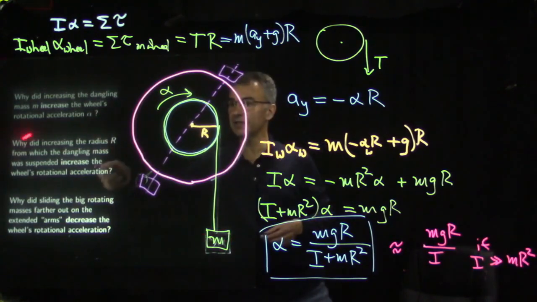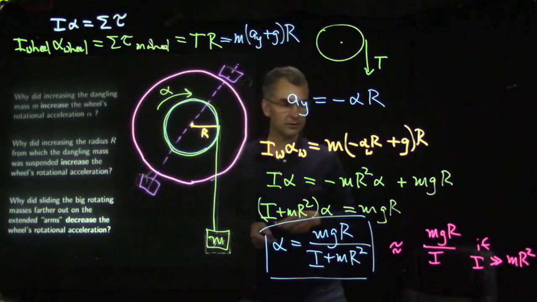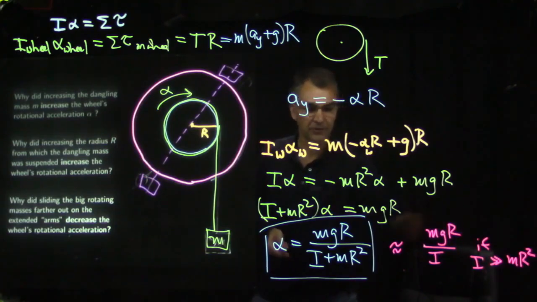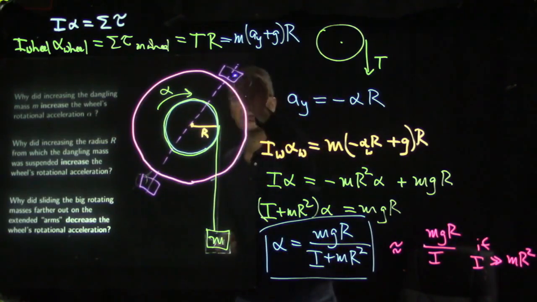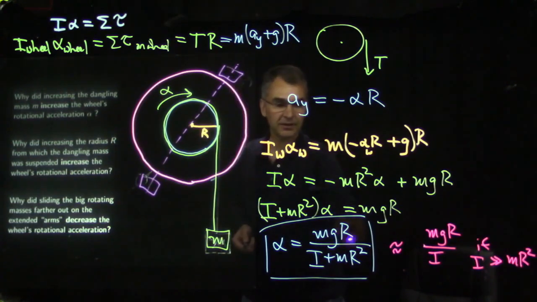Why did increasing the radius r from which the dangling mass was suspended increase the wheel's rotational acceleration? Well, again, you can see this big r here upstairs. So in this limiting case where the rotational inertia of the wheel is much bigger than this m r squared, you can see that if you make r bigger, then this angular acceleration alpha will be bigger.